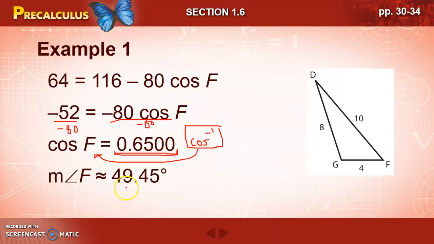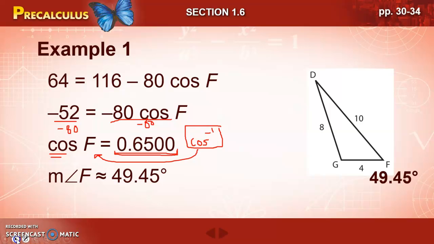Alternatively, if you don't have a calculator with you, in the back of your pre-cal book or online, you can find a chart of trig values. And if you go down the cosine column until you get to 0.65, you'll see that the measure of this angle, again, is approximately 49.45 degrees.